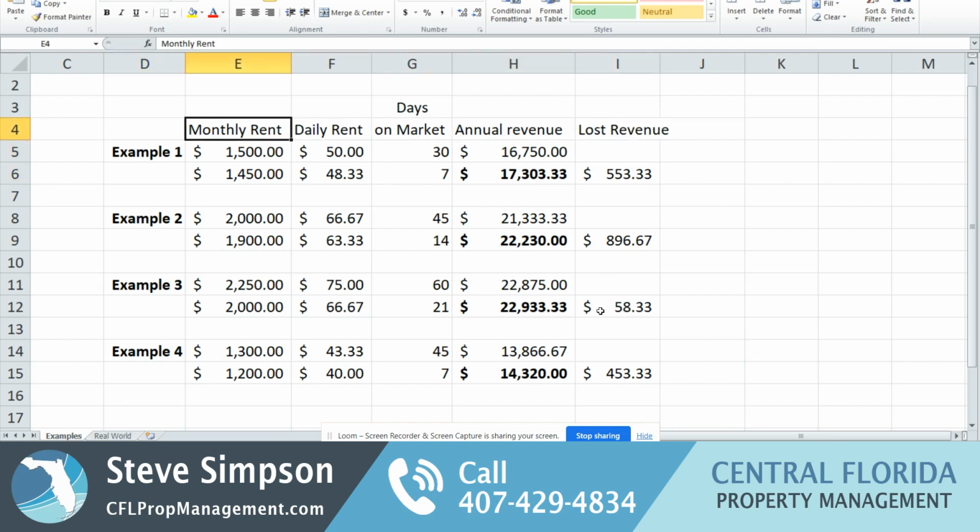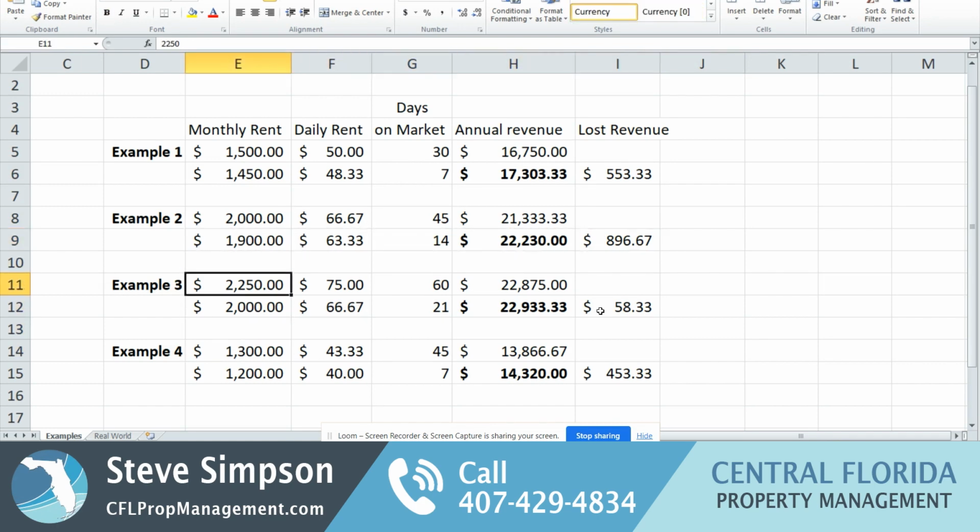So just to dive into some of these examples, kind of easy example, all these examples are the same property. $1,500 a month, it takes 30 days to rent, or at $1,450, it takes a week to rent. Over the course of a year, you're going to make an extra $550 by renting at $1,450, just because you're not having the 21 days of vacancy that you did at $1,500. So you're renting for less money, but because you have less vacancy loss, you ultimately make more over a year. Example two, $2,000 a month takes a month and a half to rent, or $1,900 takes 2 weeks to rent, which saves you about $900 again over the course of a year.